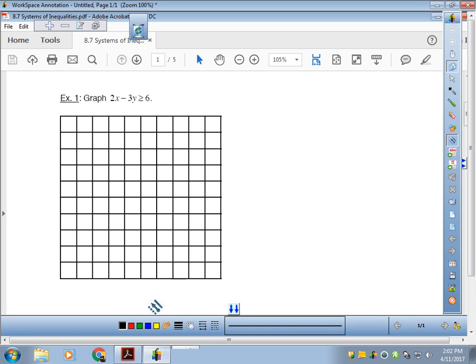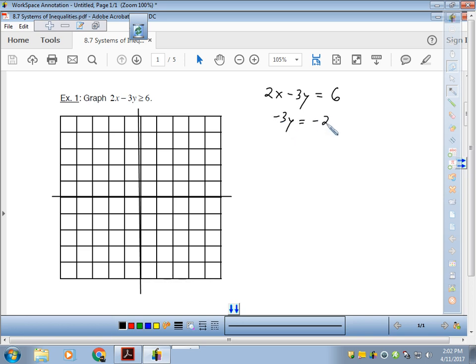So I'm going to first come in here and draw my axis lines. Okay. So we are asked to graph 2x minus 3y greater than or equal to 6. The first thing I'm going to do is change that inequality to an equal sign, and I'm going to solve this for y so I can actually graph it. So I'll move the 2x over. Negative 3y equals negative 2x plus 6. And I'm going to divide everything by negative 3. So I get y equals 2/3 x minus 2.